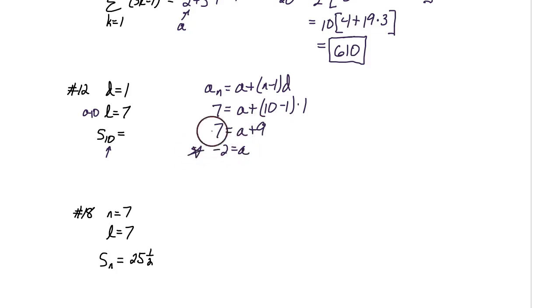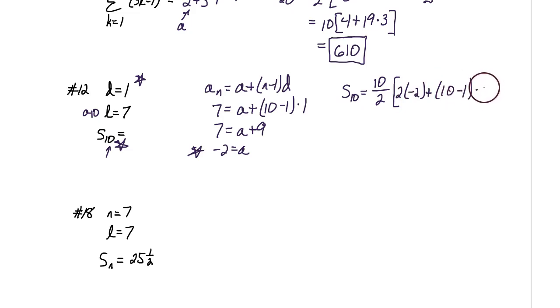Now that we know a and d, and that we want 10 terms, we can get the sum. So the sum of 10 terms is equal to 10 divided by 2, and then 2 times the value of a plus 10 minus 1 times the value of d. Then figure out this result. This is 5 times negative 4 plus 9. And that makes 25.